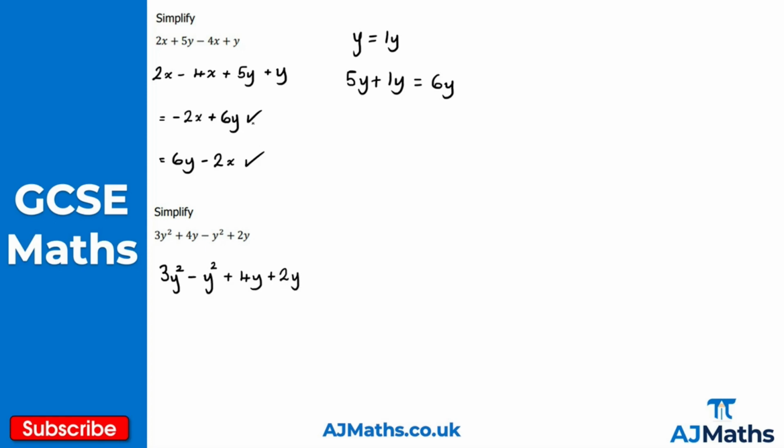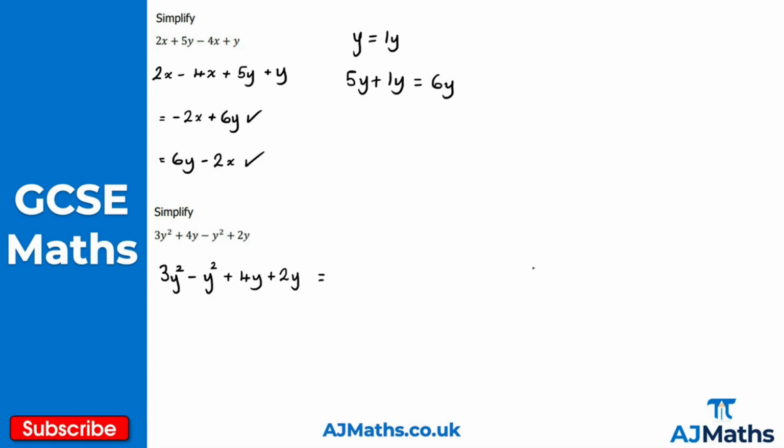So here now what we need to do, just like we did with this one here, we've collected the terms together, or we've grouped the correct terms together. Now we just need to collect those like terms. So here, what I've got is 3y squared minus y squared. So this minus y squared here, remember, we don't put the number in front, but that is a 1.